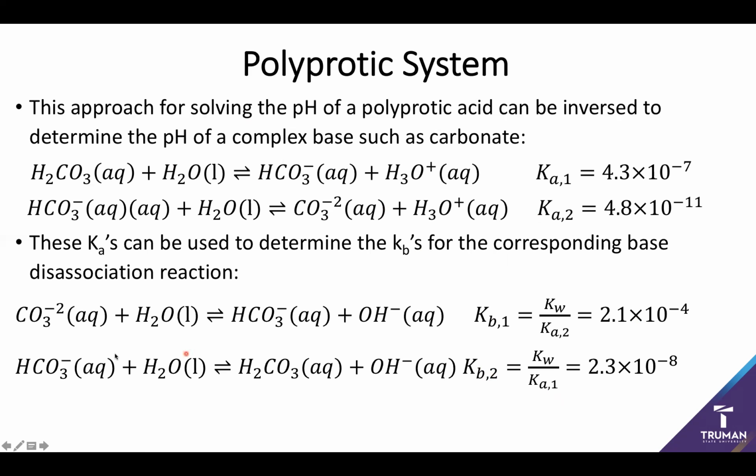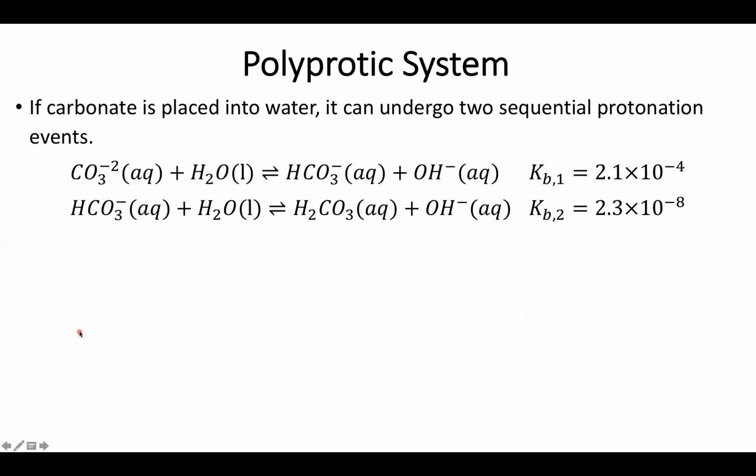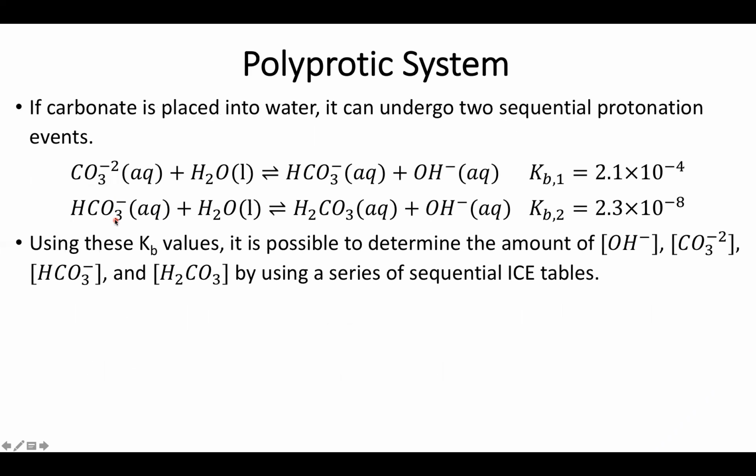So if I'm going to go ahead and throw carbonate in solution, I can do a lot of these same processes. But now I'm going to use these two sequential protonation events. So we can do two sequential ice tables, the first for carbonate and then the second for bicarbonate. So using these values, we can determine, instead of the free proton concentration, the amount of hydroxide released, as well as the amount of carbonate that remains after decomposition, the amount of bicarbonate formed, and the amount of carbonic acid in the end.